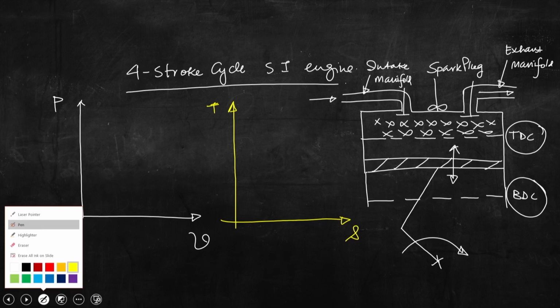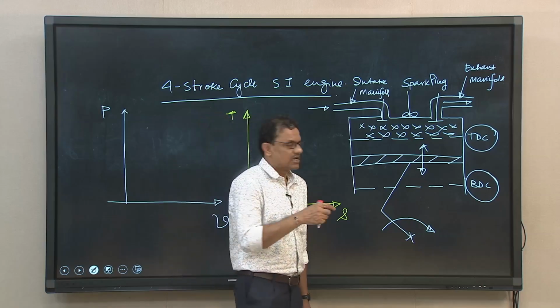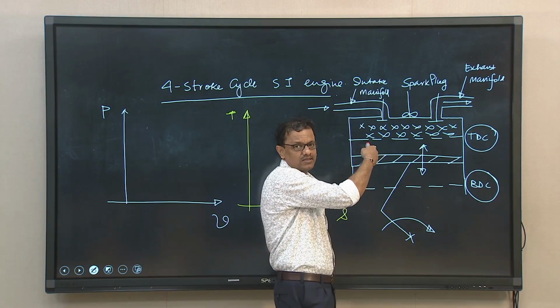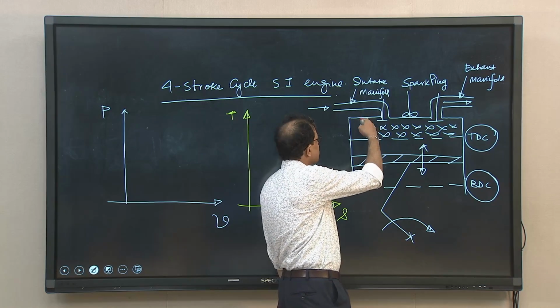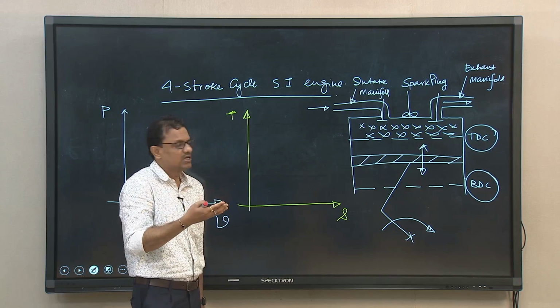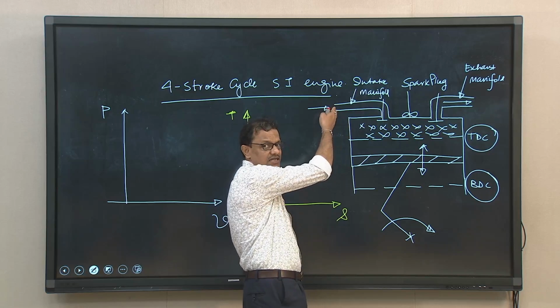So, if we map the processes, let us start from TDC. When the piston is at TDC, both valves are closed. As the piston travels from TDC towards BDC, the intake valve will open and the exhaust valve remains closed, that is the intake stroke. This is naturally aspirated, wide open throttle. So, in this case there is no system that can be used to boost the pressure of the intake air.